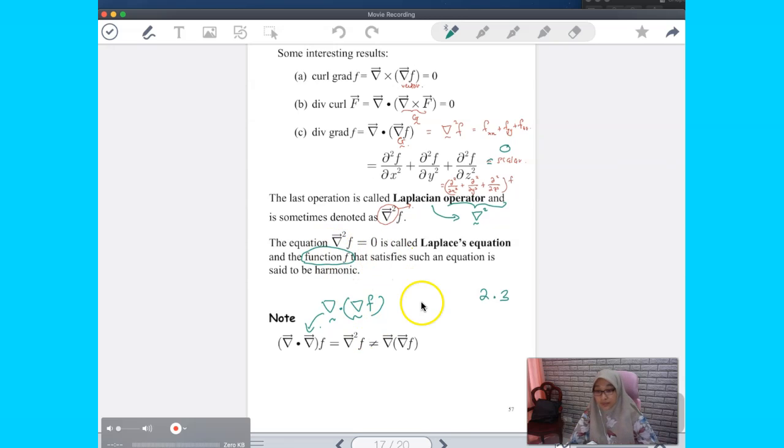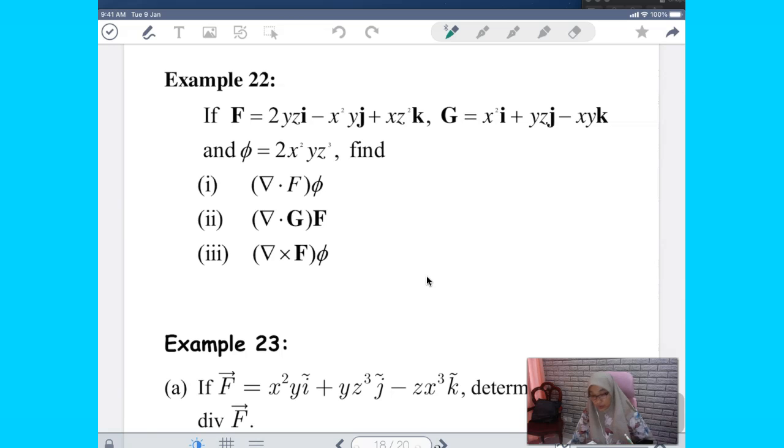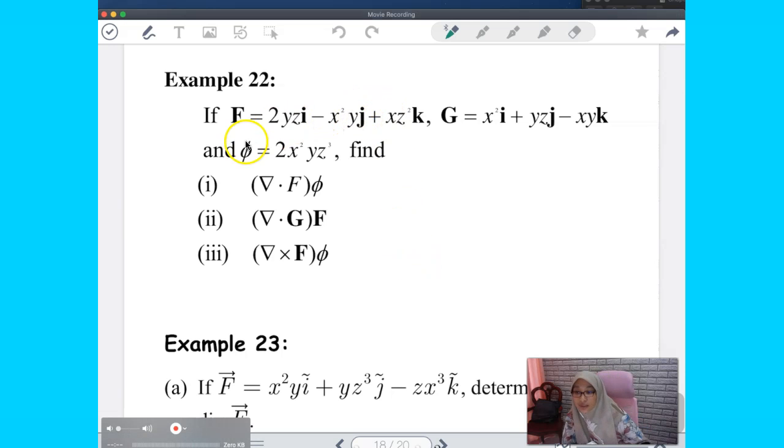So this is about the multiple operation. Next I will give you some examples. Example 22: you are given a scalar function and vector functions, so you have 2 vector functions here, f and g. Now you can see there are 3 questions. First you have to find the divergence of f, where the answer is a scalar, right? And then when you multiply a scalar with a scalar, should the answer be a scalar or a vector? It should be a scalar. That is our expectation.